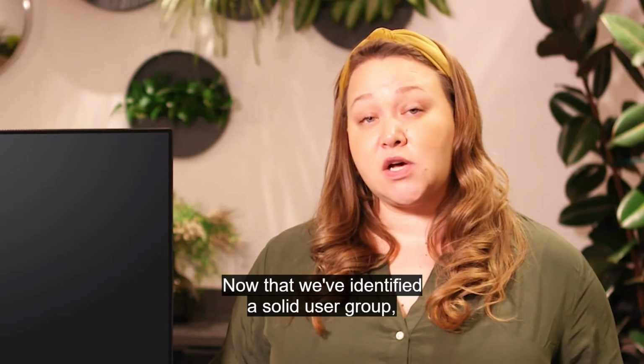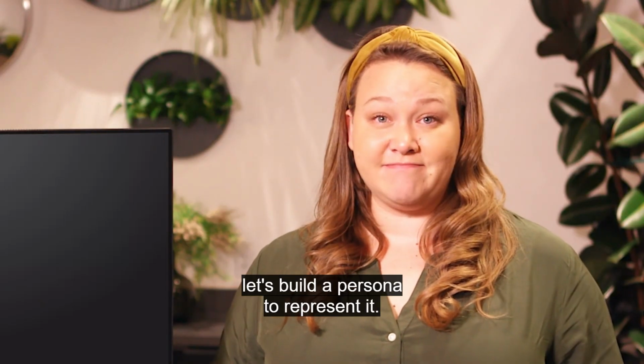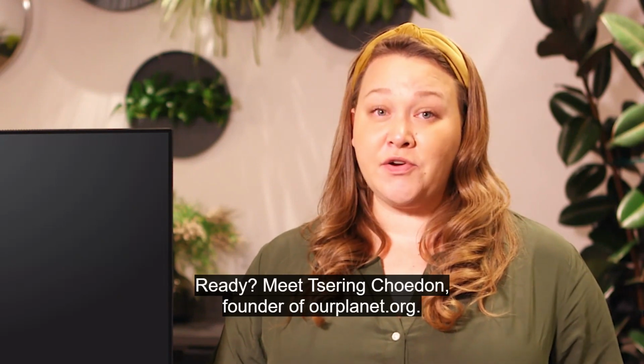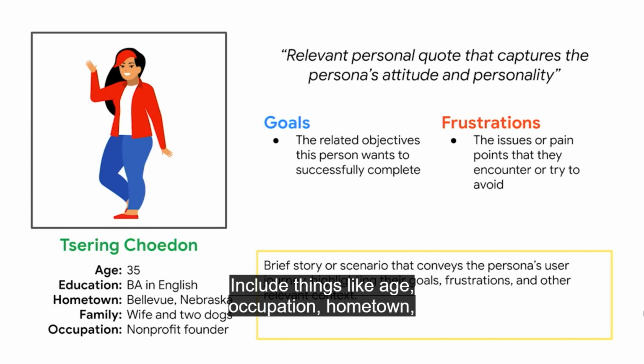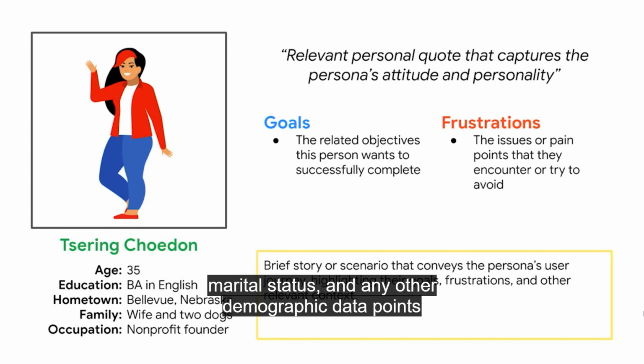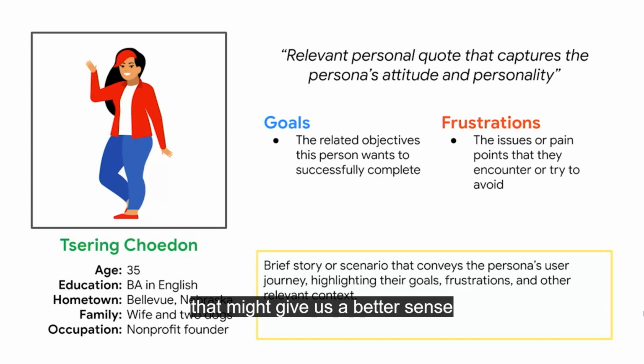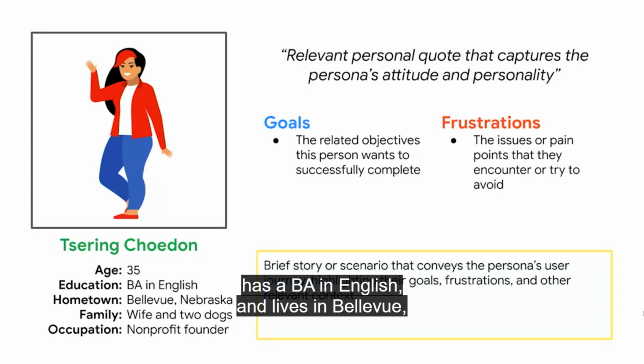Now that we've identified a solid user group, let's build a persona to represent it. Ready? Meet Siring Chodan, founder of OurPlanet.org. As we build the persona, we want to include her photo and a short biographical sketch. Include things like age, occupation, hometown, marital status, and any other demographic data points that might give us a better sense of who our user group is. So imagine that Siring is 35, has a BA in English, and lives in Bellevue, Nebraska with her wife and 2 rescue dogs.